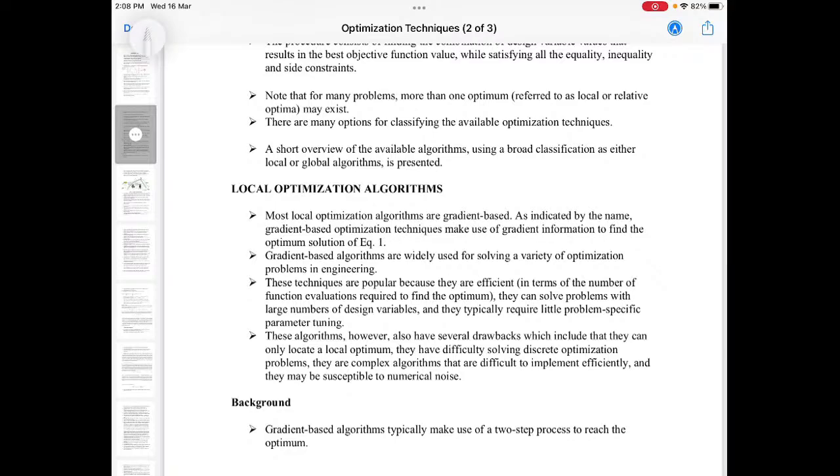These algorithms however also have several drawbacks, which include that they can only locate a local optimum. They have difficulty in solving discrete optimization problems, and they are complex algorithms that are difficult to implement efficiently, and they may be susceptible to numerical noise.